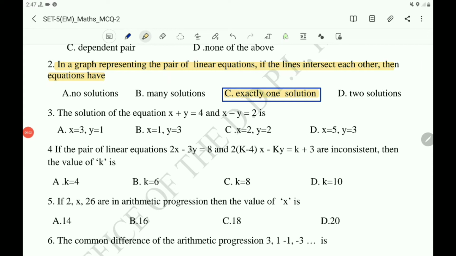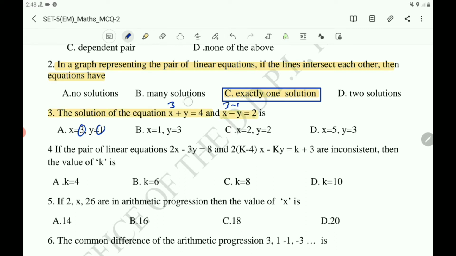Now you take the third question. The solution of the equations x plus y equals 4 and x minus y equals 2 is. Here, you first put the value x equals 3 and y equals 1. You can get it by using the trial and error method or use any method to solve it. Let us verify here 3 and 1. 3 plus 1 is 4, 3 minus 1 is 2.